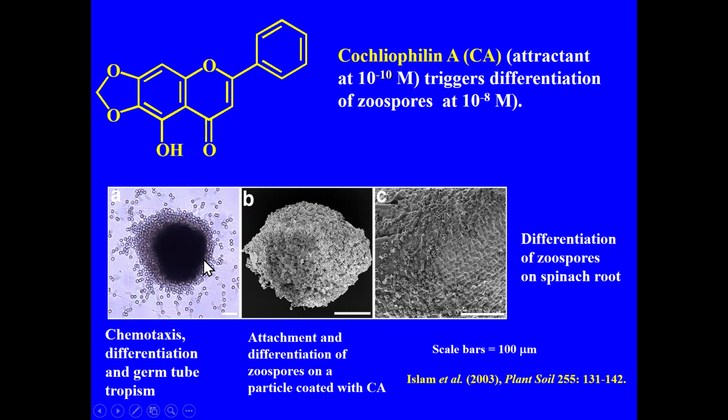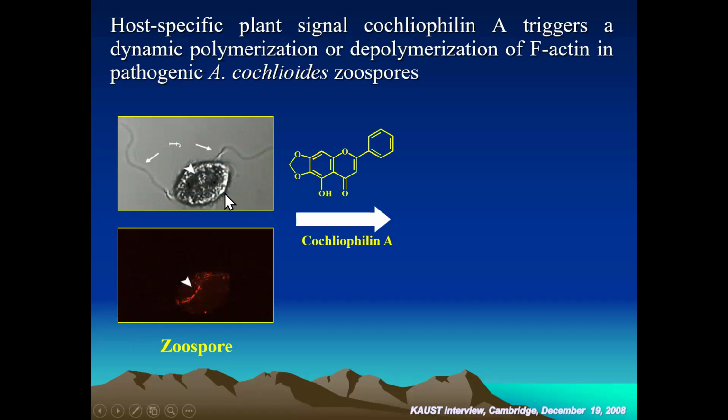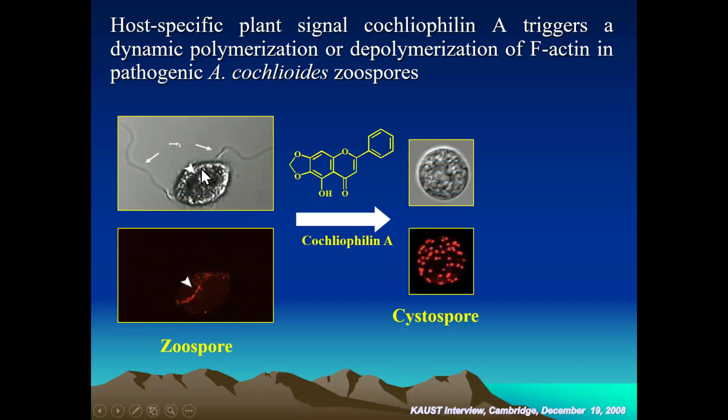And when zoospores arrived at the root surface, they cut the flagella and become cystospores and germinate to penetrate and initiate the infection. Here is the particle under scanning electron micrograph. Zoospore thought it is a root of the host plant because we used the particle as a dummy of root and coated it with cochliophilin, and zoospores showed very quick aggregation. And we also studied how dramatically zoospores changed from this oval shape to this round shape cystospore.